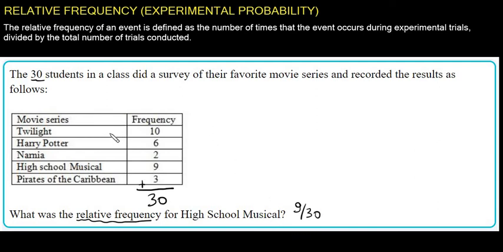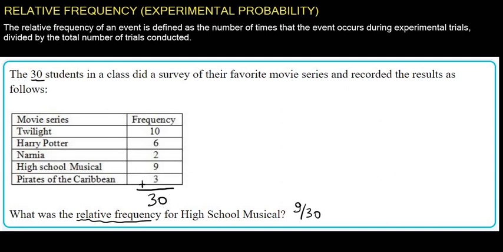If you just remember our topic, simple probability, so these are our outcomes. All possible outcomes: Twilight, Harry Potter, Narnia, High School Musical, Pirates of the Caribbean. These are the outcomes. And we have an experiment. We asked 30 students about their favorite movie and they answered. The relative frequency for High School Musical will be the frequency over the total frequency, 9 over 30.